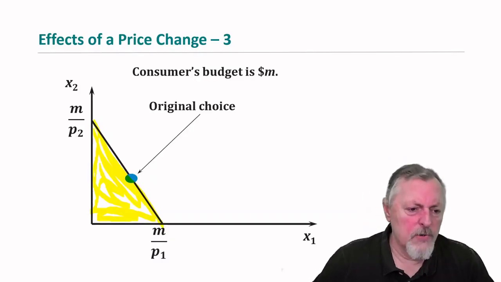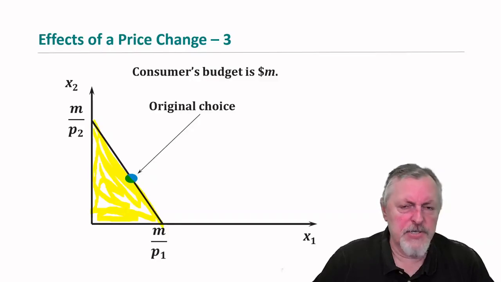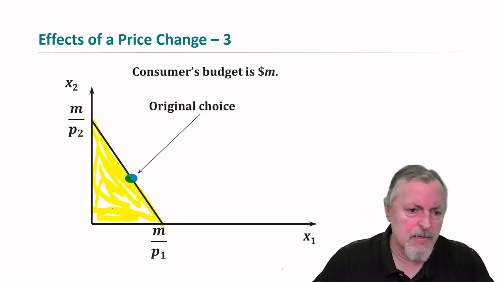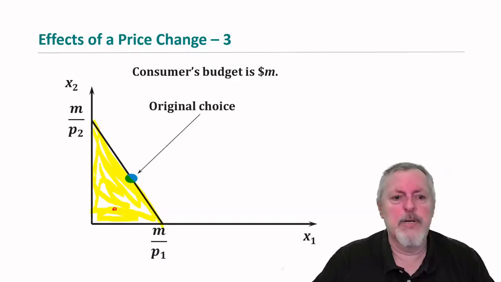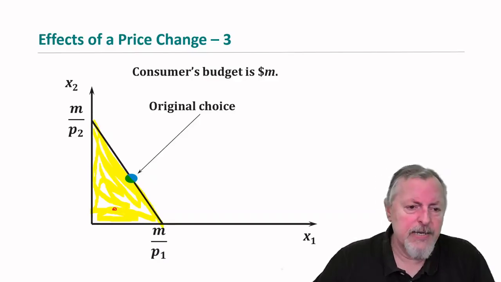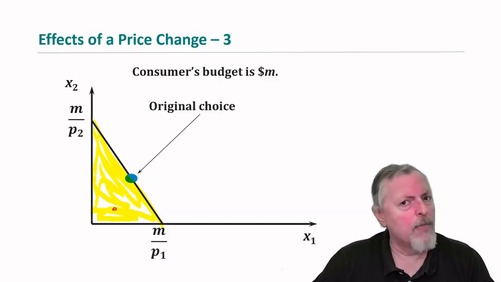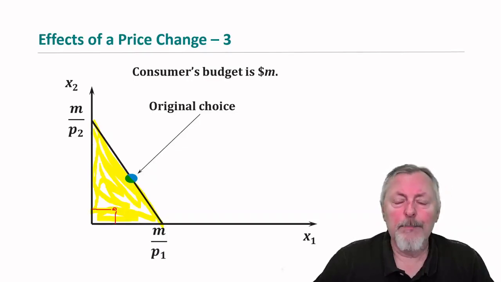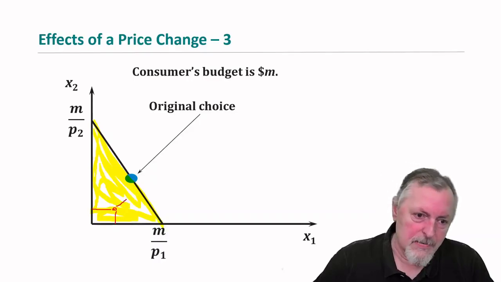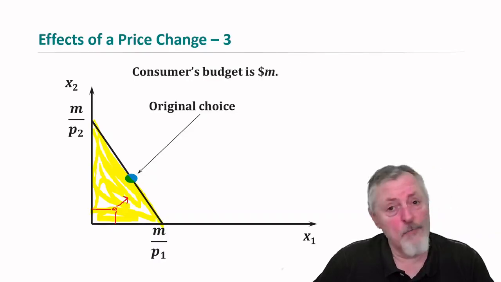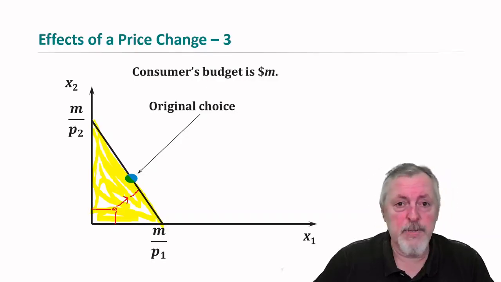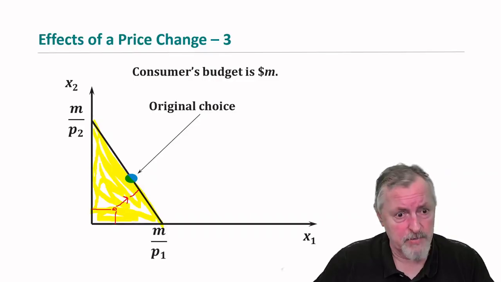But we tend to ignore the budget set because we know this person will not buy that consumption bundle. It's inside the budget constraint. It's not on the budget constraint. This person can afford this much of thing 1 and that much of thing 2, but they're not going to pick it because going this way, they could have more of both. And they'll keep going this way until they reach the budget line, the budget constraint.